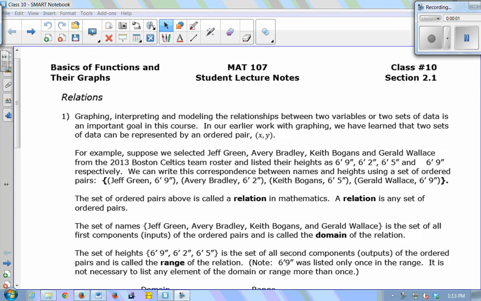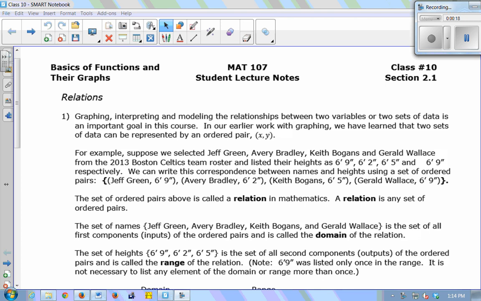Section 2.1. We're going to talk about relations first. So graphing, interpreting, and modeling relationships between two variables or two sets of data is an important goal for this course. Looking at the relationship between two variables.